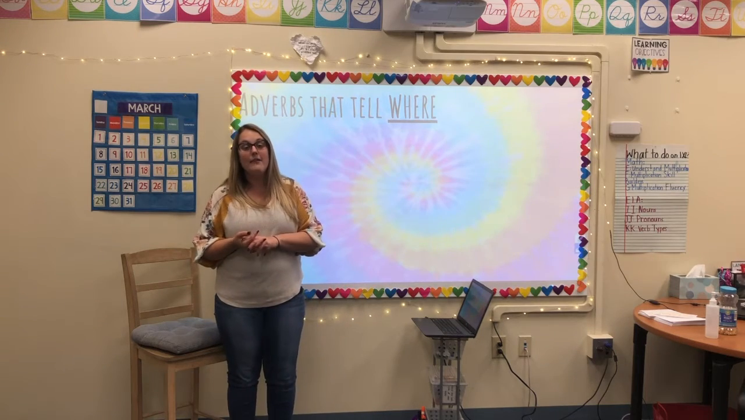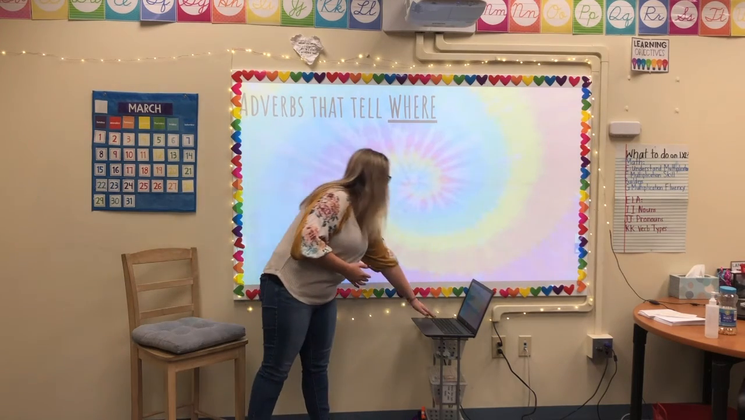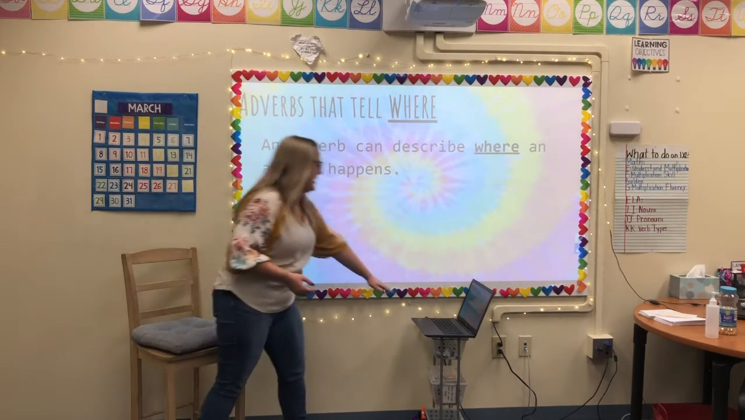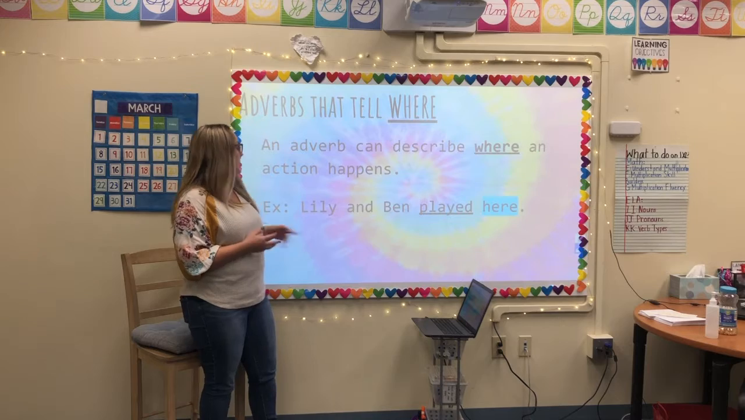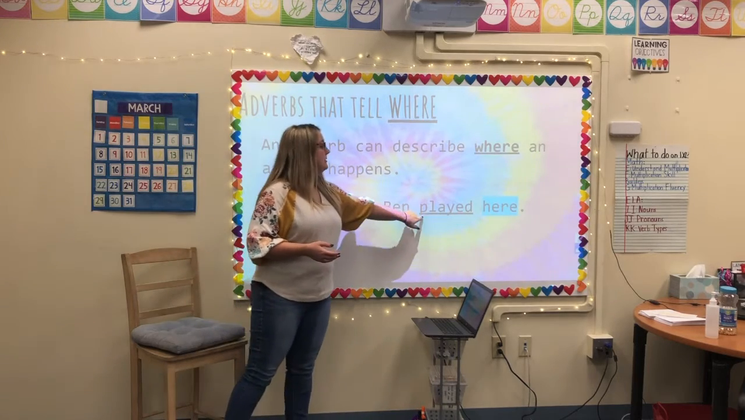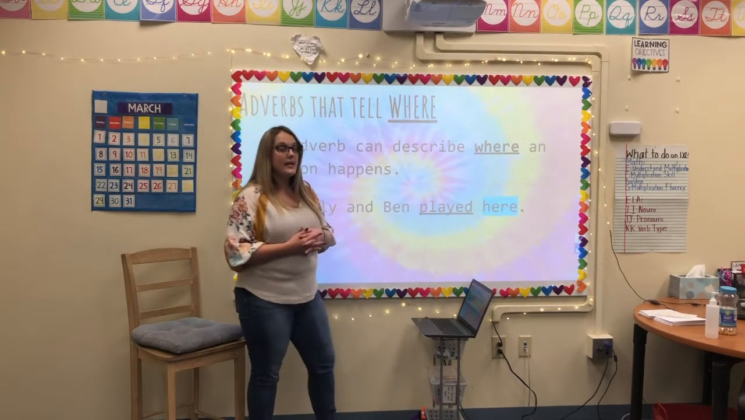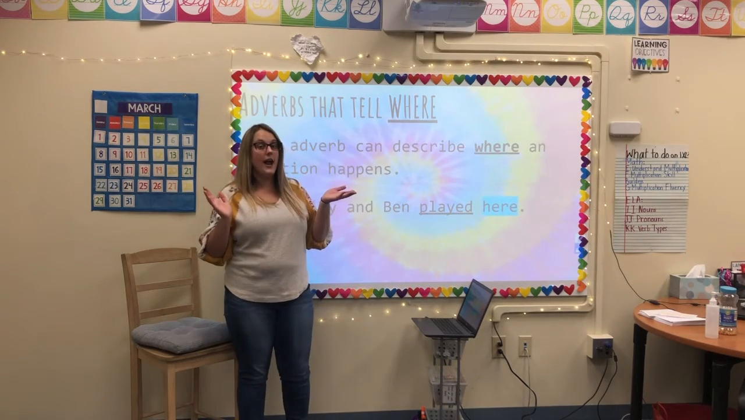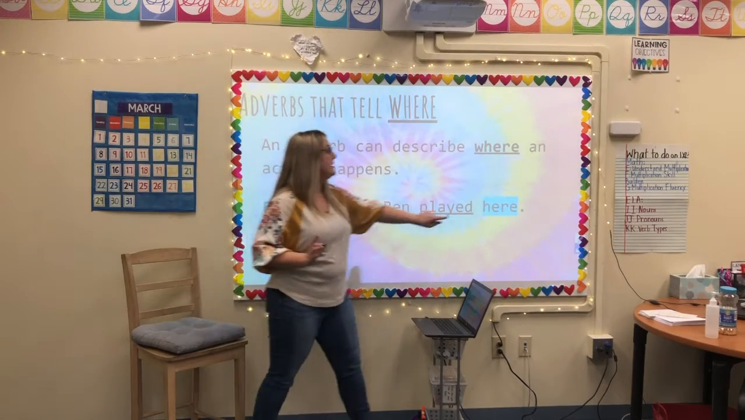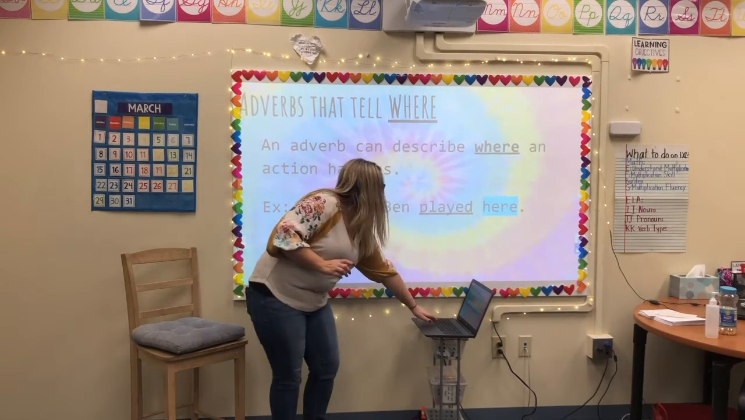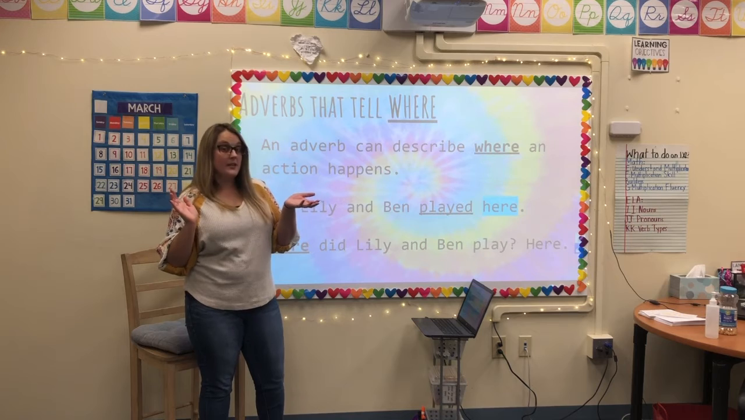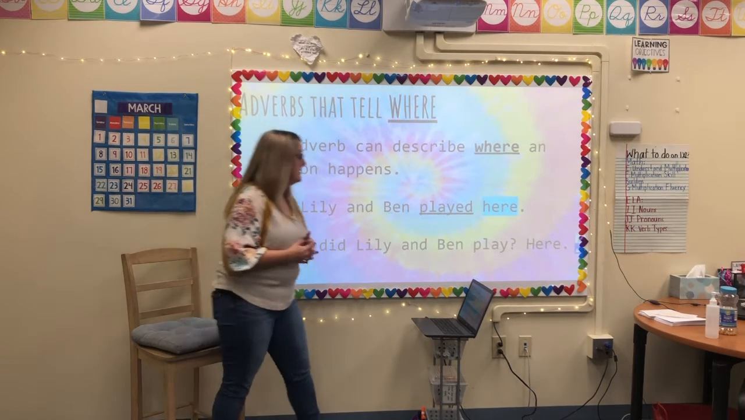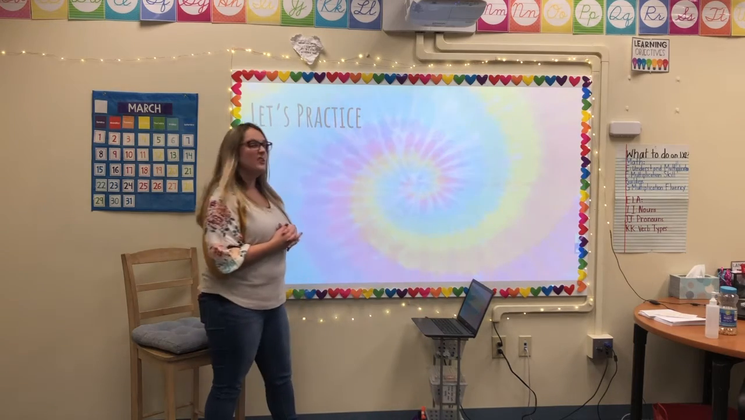So first we'll look at adverbs that tell where something happens. An adverb can describe where an action happens. For example, Lily and Ben played here. In this case, we found our verb, which was played, and then we looked for our adverb that told where it happened, and it happened here. Where did Lily and Ben play? Here. Here is our adverb in this situation. So let's practice.